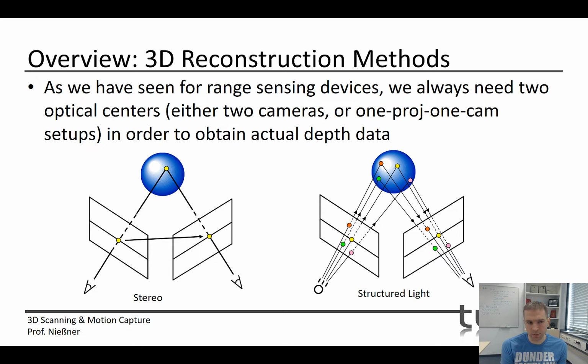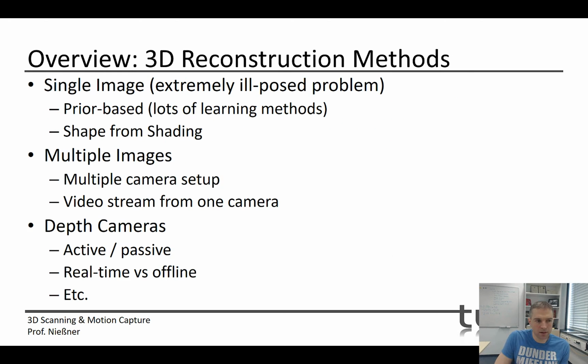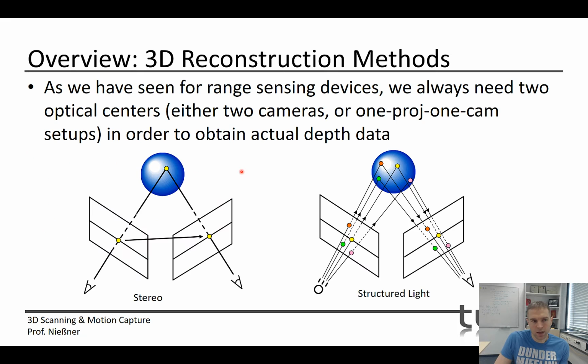Yeah, I wanted to follow up on this. So we have seen basically so far range sensing devices a lot, right? And the idea is that they do basically this part in the middle here. They also use multiple images, but there are different ways they use multiple images.